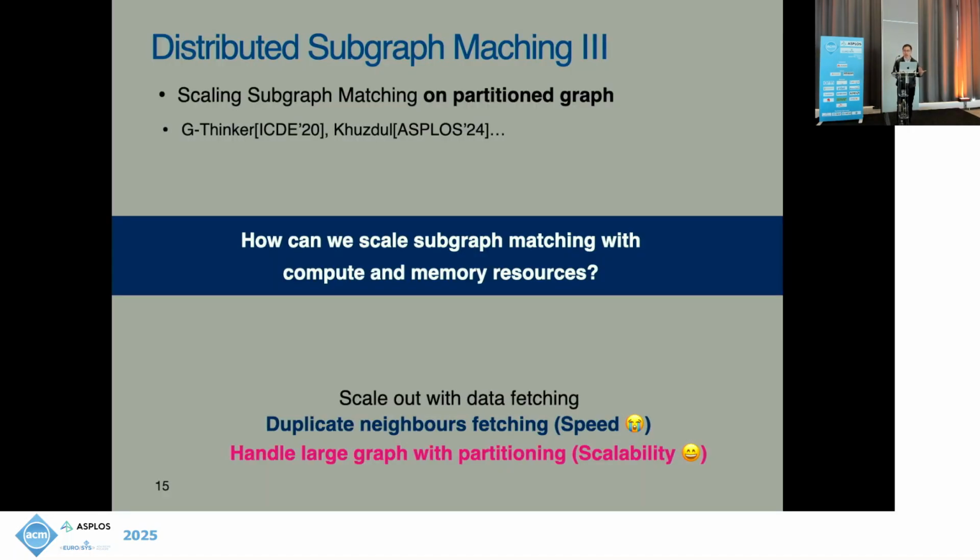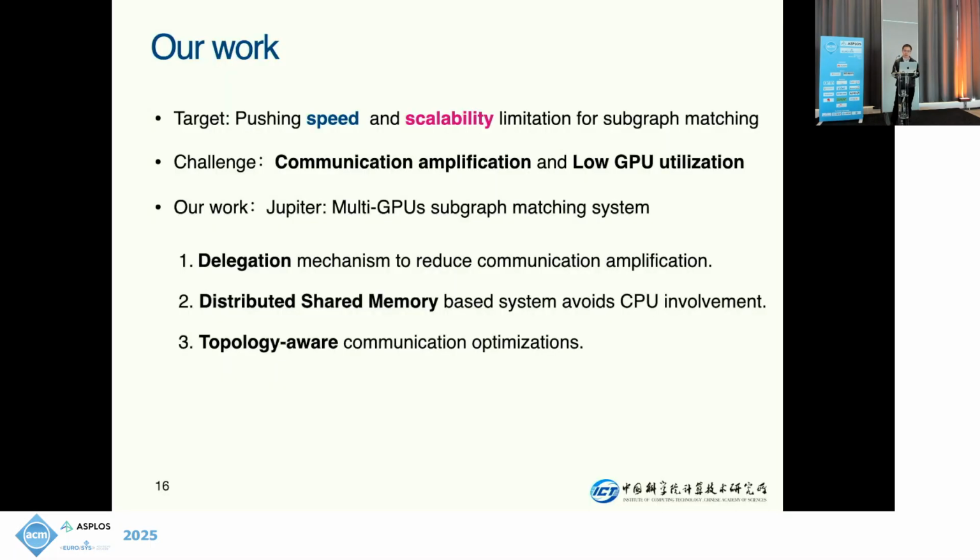So how can we scale subgraph matching with compute and memory resources? In this work, our goal is to push the speed and scalability limits of subgraph matching. The problems we need to solve are communication amplification and low GPU utilization.